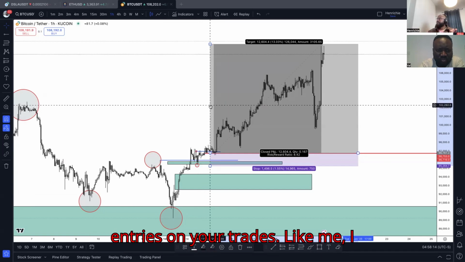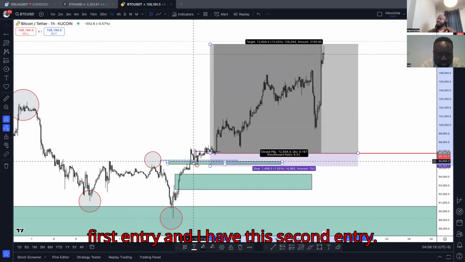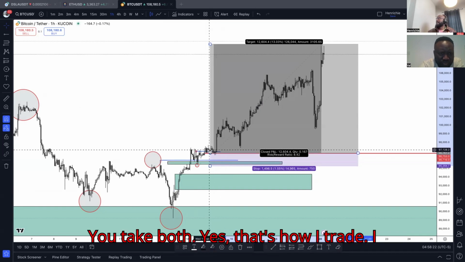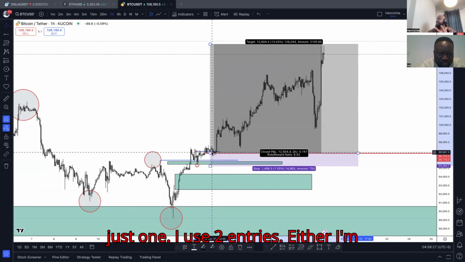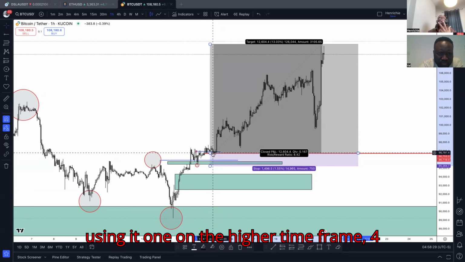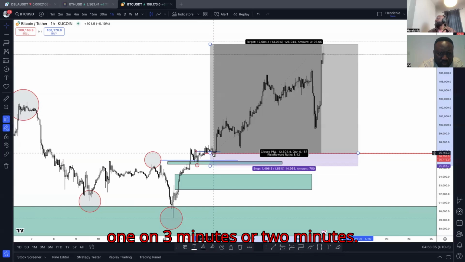So you can have both entries. You can have 2 entries on your trades. Like me, I usually have 2 entries. I have this first entry and I have this second entry. You take both. That's how I trade. I use 2 entries on my trades. I don't use just one. Either I'm using one on the higher time frame, 4 hour or 1 hour or 15 minutes, and then one on 3 minutes or 2 minutes.